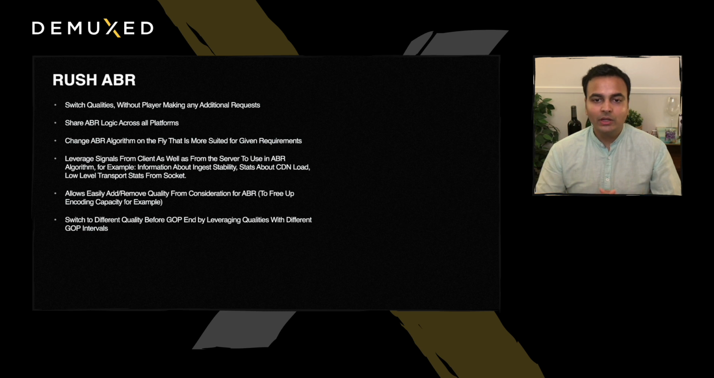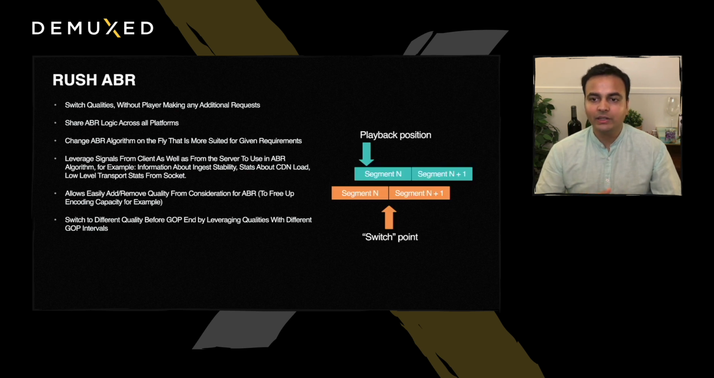Last but not the least, you're able to achieve better compression by having larger GOPs and removing the restriction of only switching at GOP intervals. You can do that by having different qualities with different GOP sizes and unaligned GOPs. With that, you can have larger GOPs, better compression efficiency, and you can switch to a different quality which happens to have a GOP boundary before the GOP boundary for your current quality. This allows you to get the best of both worlds. You can get better compression quality and you are not sacrificing on the ABR reactiveness.